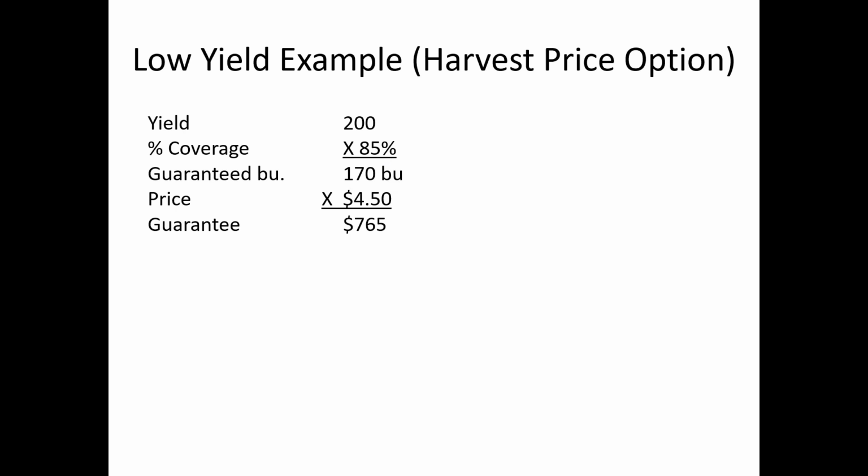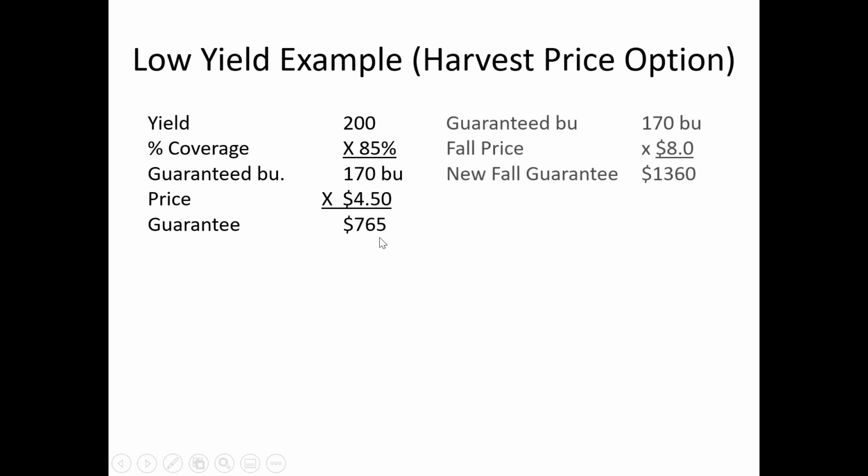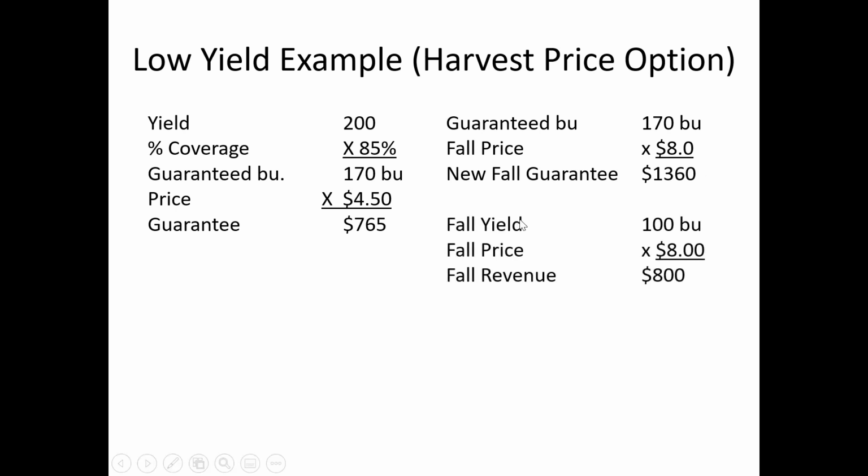We can go through those in detail, but just to give you an easy example here, it gives us $765 of revenue. But let's say we are guaranteed the 170 and we have a fall price of $8, like in 2012. Our guarantee actually goes up to $1,360. And why that's important is it'll help with our replacement costs. If we come in the fall and grow 100 bushels, we go out there and combine, and it's a 2012 drought, we only get 100 bushels in the combine. We got $8 fall price. We have a fall revenue of $800 per acre.